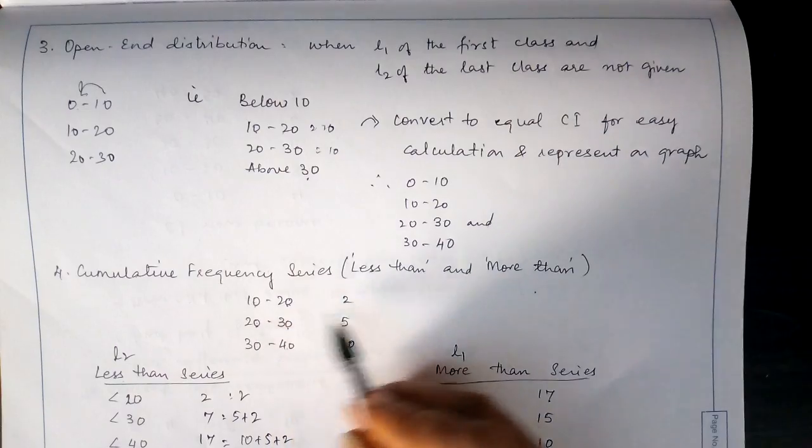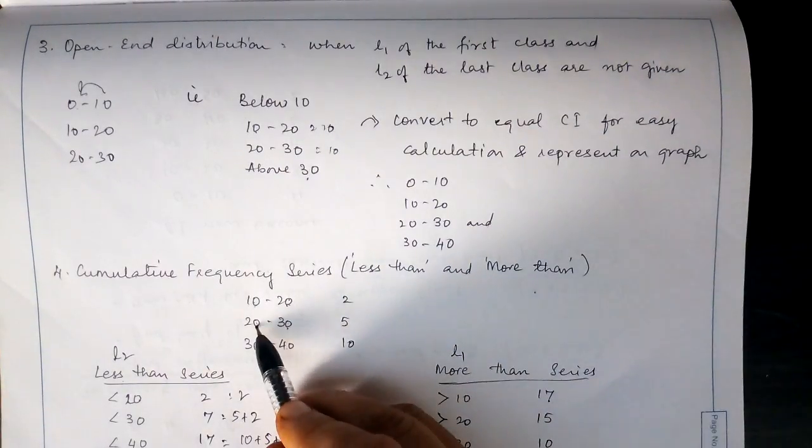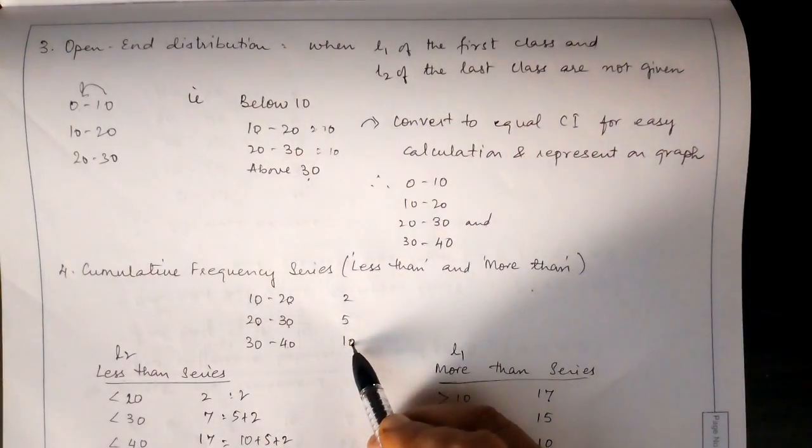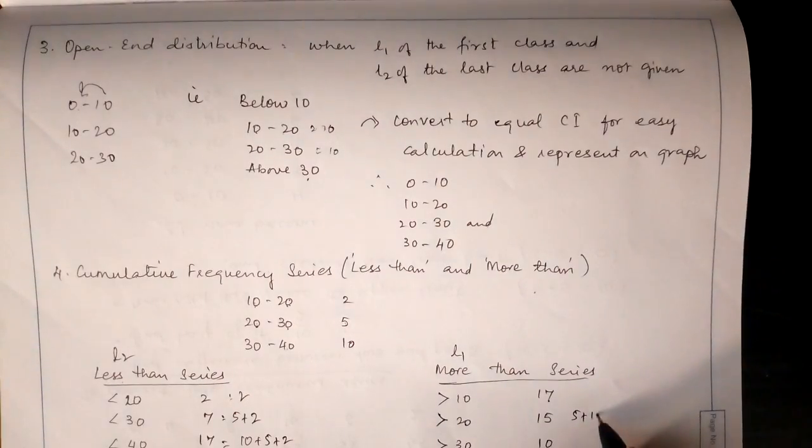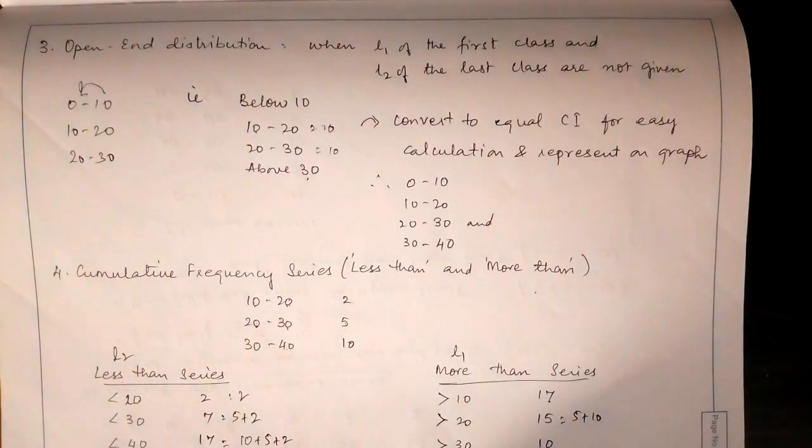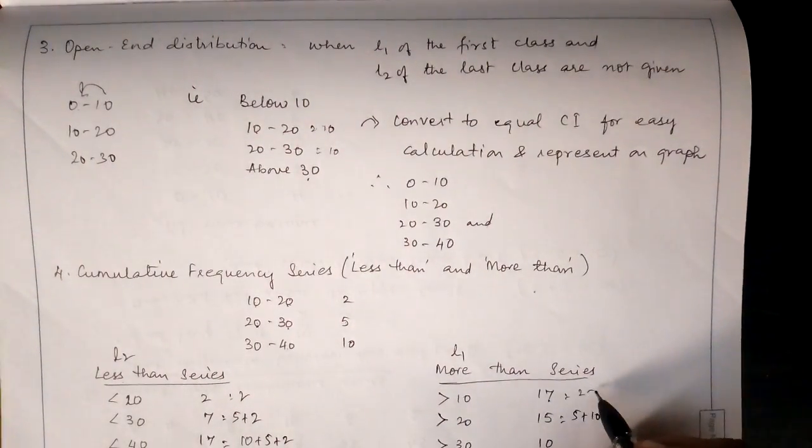How many are less than 20? 2. How many are more than 20? 5 plus 10. So this is 5 plus 10 equal to 15. Now this will be 2 plus 5 plus 10.